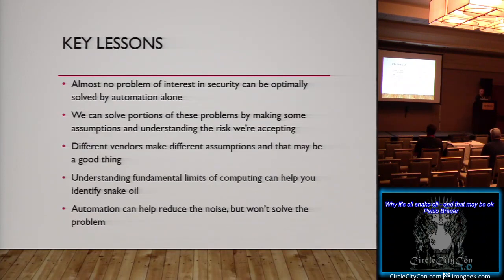So key lessons: almost no problem of interest can be solved optimally by computation. It just can't be solved optimally by computation alone. You still need smart people. We can solve portions of these problems by making assumptions and understanding the risk we're accepting. And those need to be conscious choices. If you're the decision maker, you need to understand the risk you're accepting. And if you're not the decision maker, you need to explain to the decision maker the risk they're accepting.